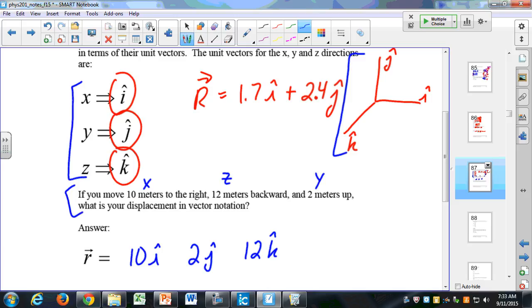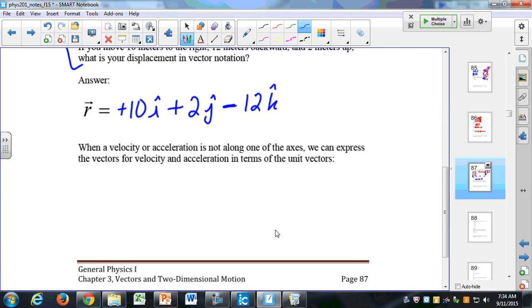I didn't put any signs in there. What would be my signs? For the 10, positive or negative? Positive, right, because we use this right-handed coordinate system where right is positive. Our y is going to be plus or minus? Plus. And our 12, our k, is going to be plus or minus? Negative, right, because here coming out of the board, forwards, as you would say, is positive, and then this is the negative k direction. So that's how we'd write that vector in terms of IJK notation.